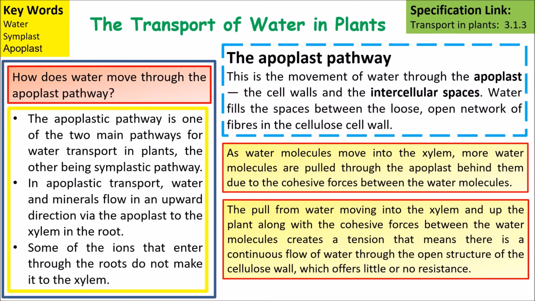Key things to talk about is the fact that the apoplast pathway is one of two main pathways for water transport in plants. In the apoplast water transport pathway, water and minerals flow in an upward direction, and some of the ions that enter through the roots do not make it into the xylem.